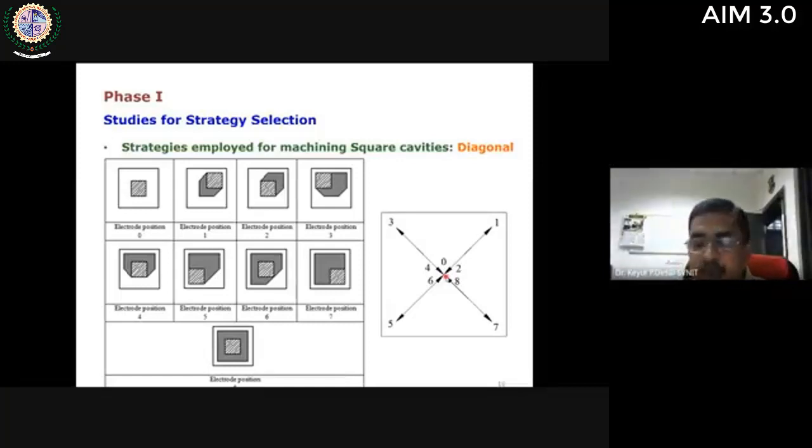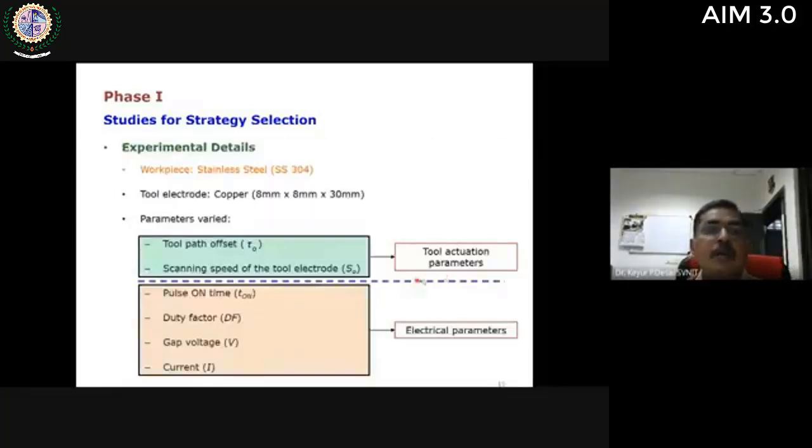So these two strategies we aimed at, and we carried out certain experiments using both of them. The experimental details are as shown. The workpiece, as I have discussed, is made of stainless steel AISI 304, and the tool electrode is made of electrolytic copper, 8 mm by 8 mm cross section, 30 mm long. We varied parameters, which are mainly of two categories: tool actuating parameters and important electrical parameters.